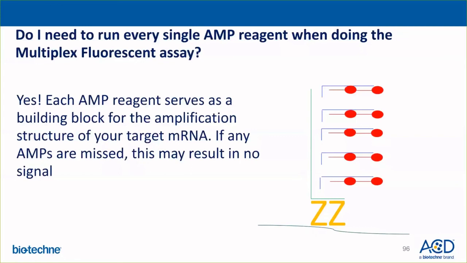A few questions that are frequently asked are such that, do I need to run every single AMP reagent when doing the fluorescence multiplex assay? Yes, you need to run each AMP reagent as it serves as a building block for the amplification structure of your target mRNA. If any of the AMPs are missed, this may result in no signal.